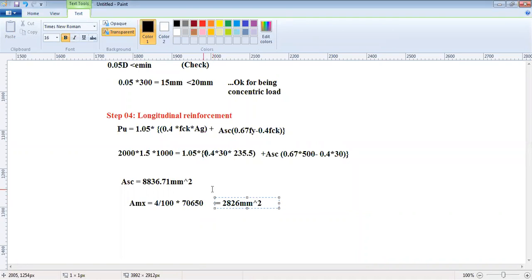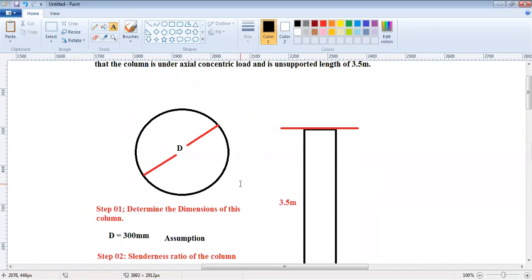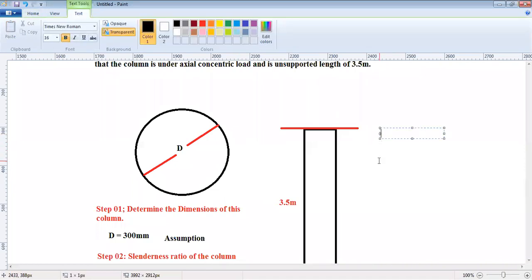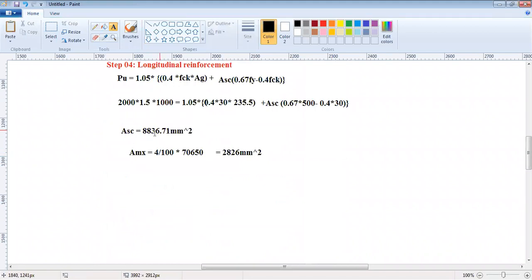So you need to increase the size of the column now. That's a question for all of you, what you will do, before we proceed to how to design the transverse reinforcement of this. This is an assignment for you: you will redesign the same at 500 mm diameter, such that I know the values of Asc the next time we meet.